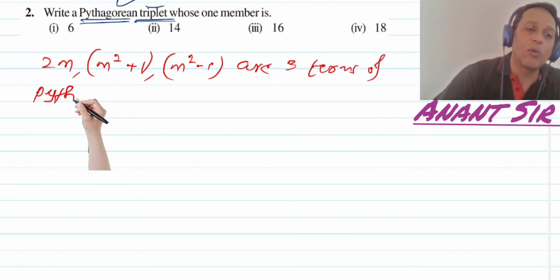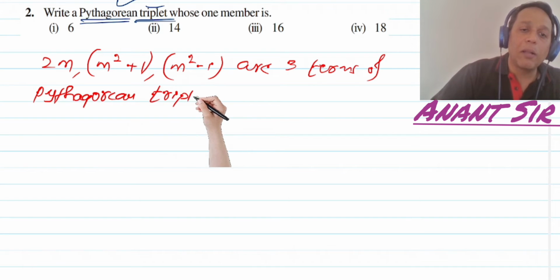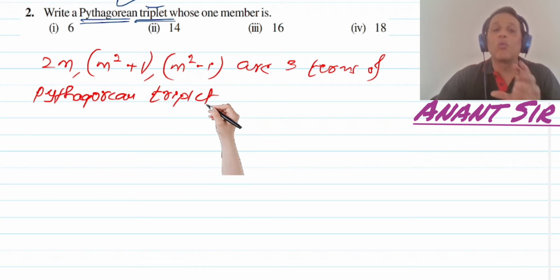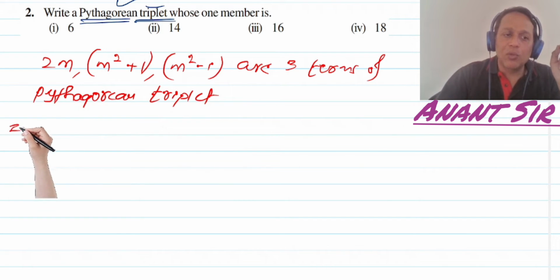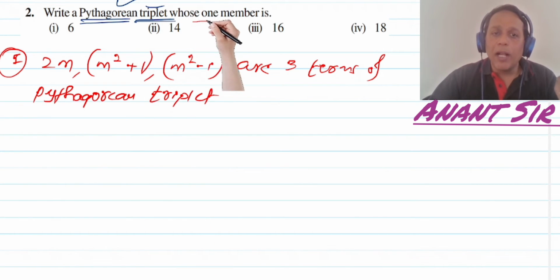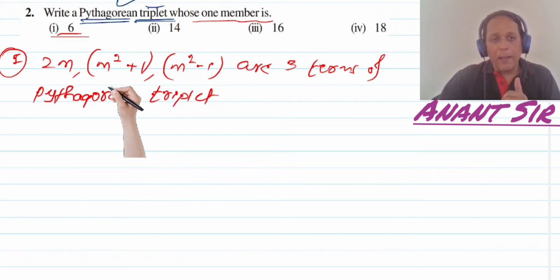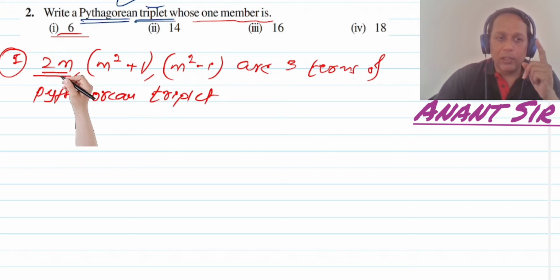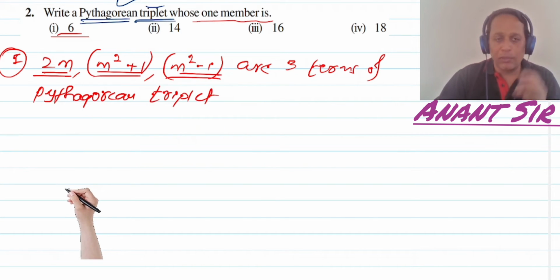So whenever you are doing any question like this, that you are given a number of a Pythagorean triplet and you have to find all the other numbers. That means take for example the first question here. Okay, we are going to solve the first question. So now they have given us that one member is 6, find the other two members. Okay, so one member is either 2m or m square plus 1 or m square minus 1, because these are the three members of a Pythagorean triplet.